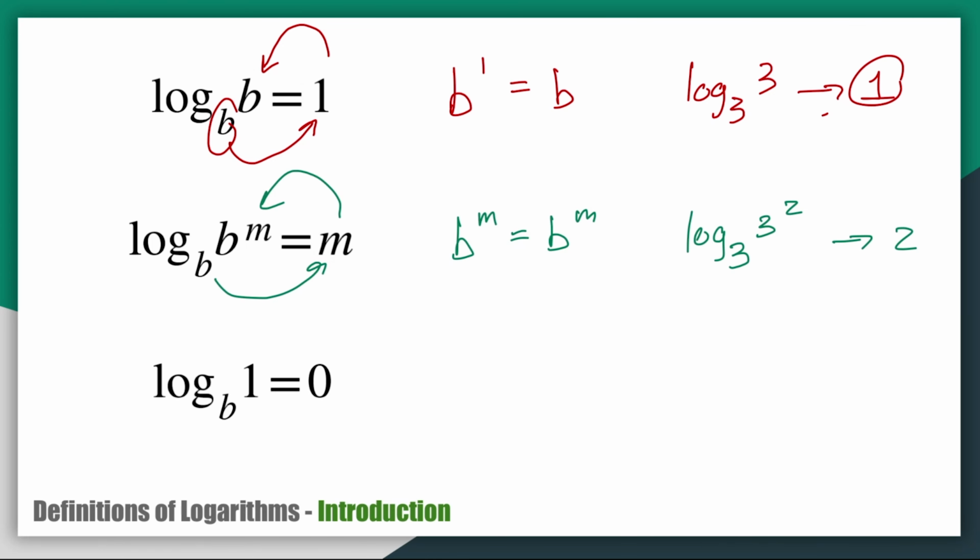And then finally, we have log base b of 1 is equal to 0. And that makes sense. What do we take b to the power of to get to 1? It has to be 0.